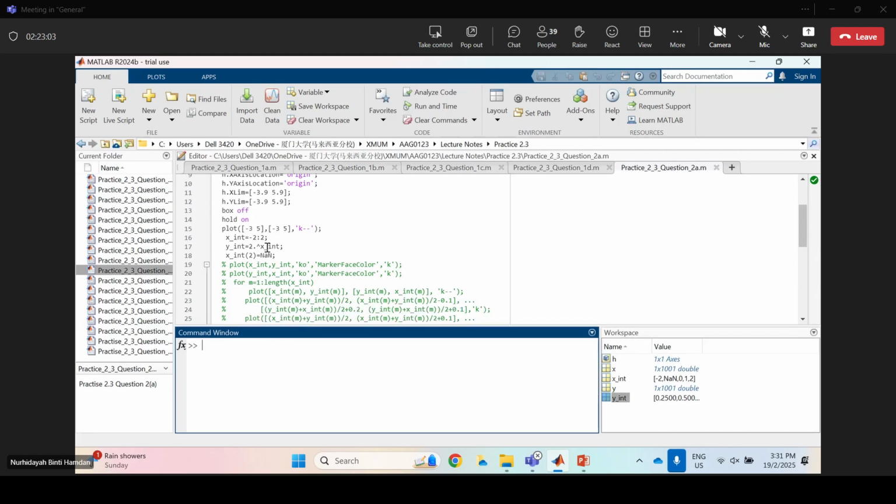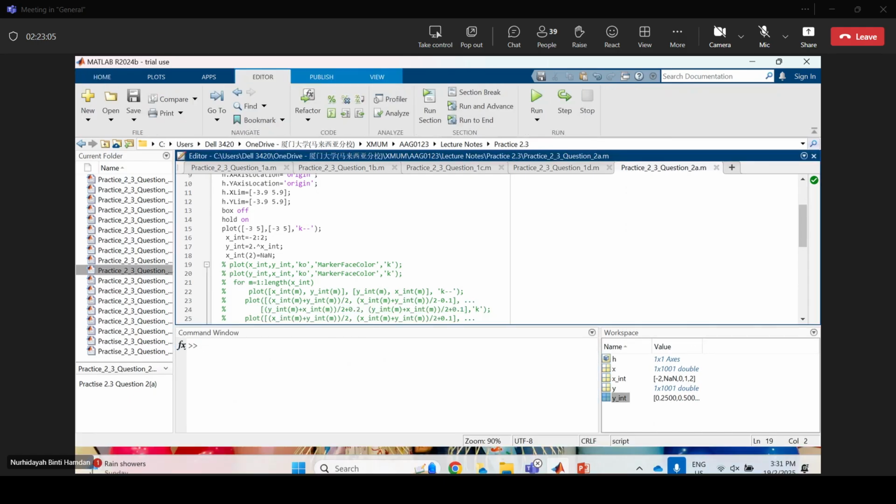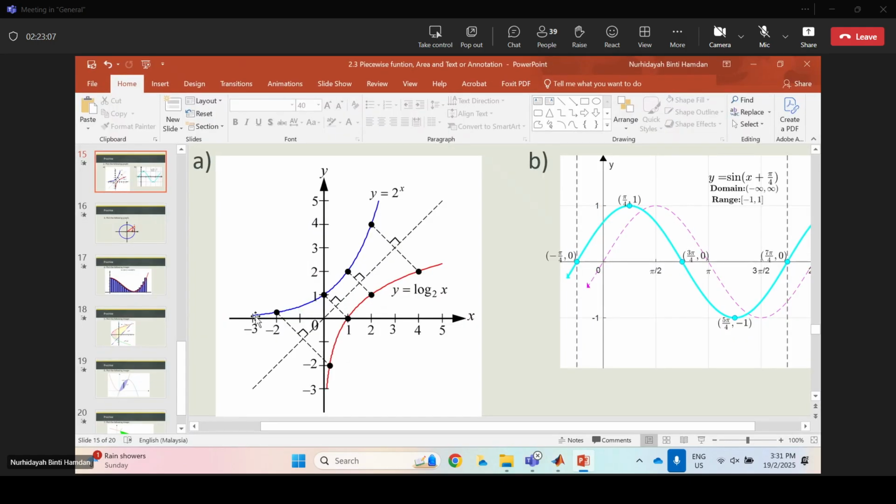Okay, so we know that we are going to put -2, -1, 0. You see here, -2, -1, which is... you know that 1 is not a number, right? So there's no marker for this. There's no marker for this. 0, when x is 0, when x is 1, and when x is 2.